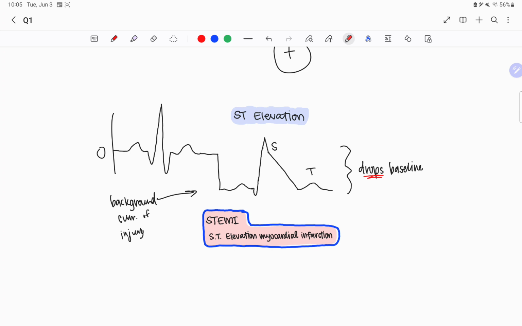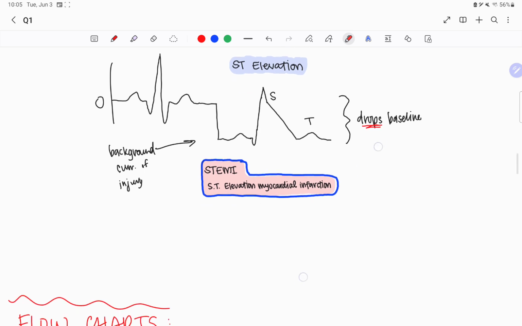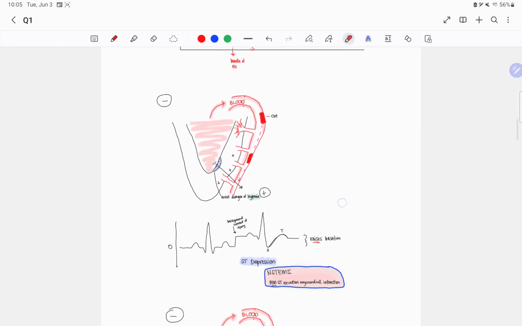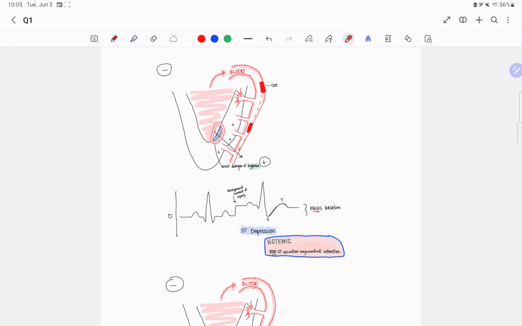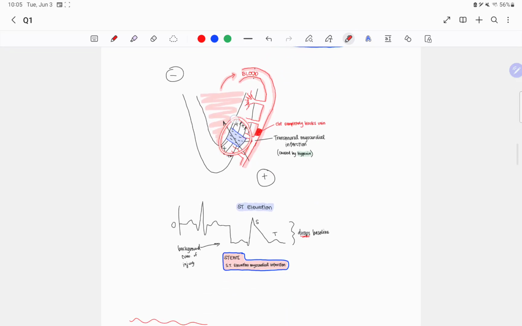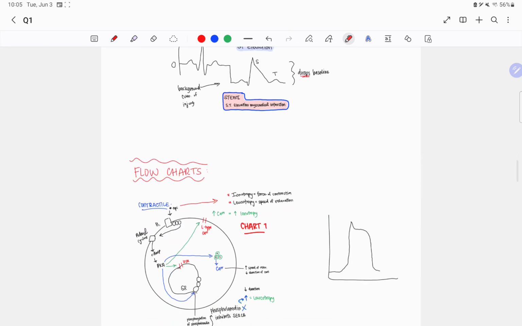Now STEMI is that's no bueno, no good. Okay, so that's the difference between a STEMI and an NSTEMI. NSTEMI, we have partial death of some cells, partial hypoxia, and then STEMI is complete transmural. This whole section of muscle from the endo to the epi is dead, and that's no good. Okay.